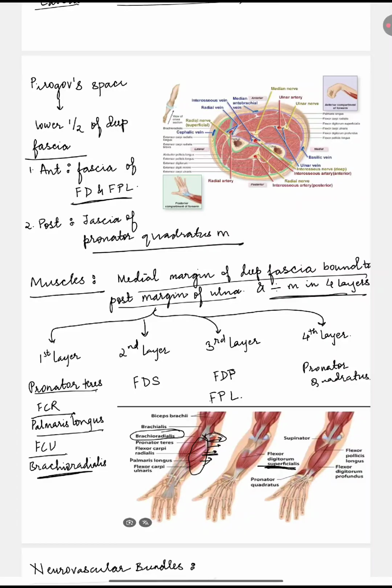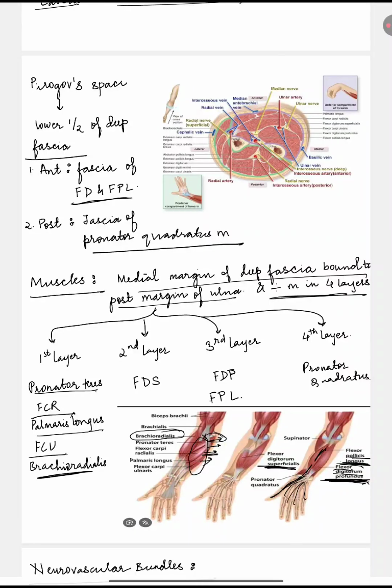Third layer, there are two muscles: flexor digitorum profundus and flexor pollicis longus. Flexor means it does flexion. Digitorum means it moves the digits. And profundus means deep. It is the third layer, right? So it is deep. And what does flexor pollicis longus mean? Flexor means it does flexion. Pollicis means thumb. And longus means it is long. Okay.